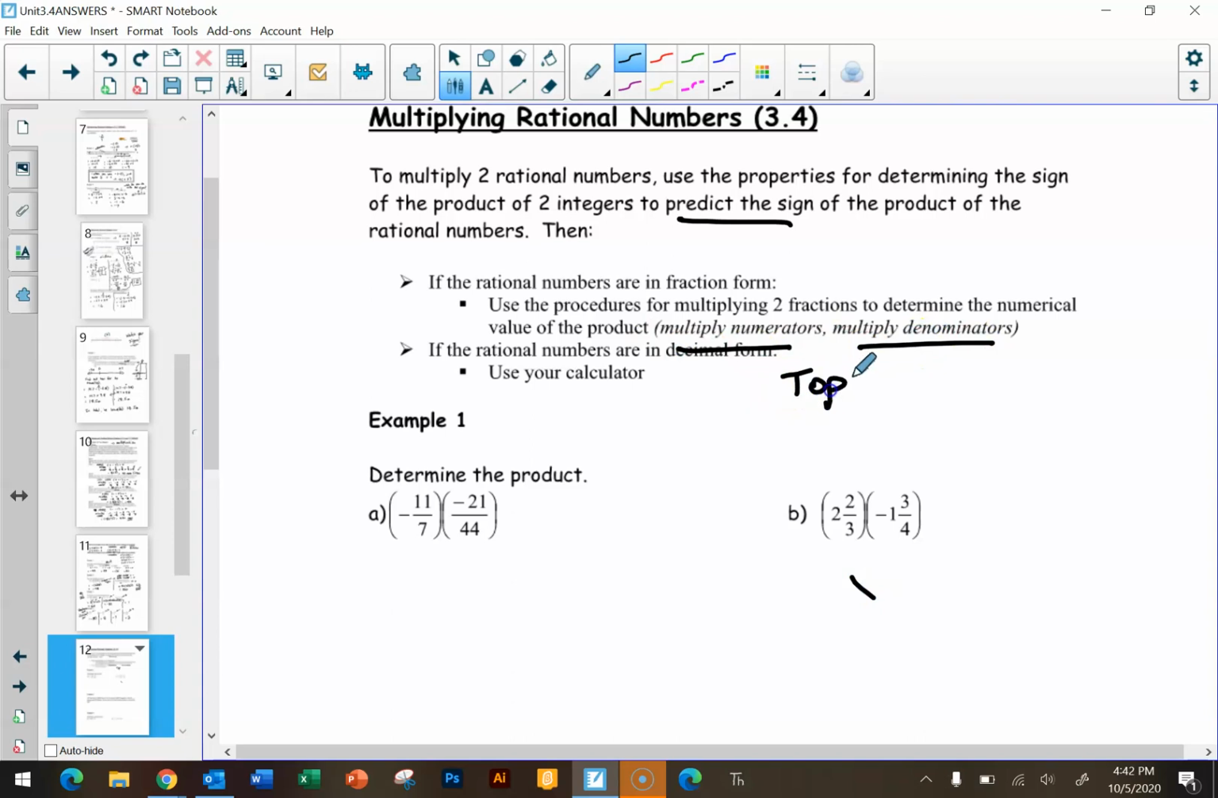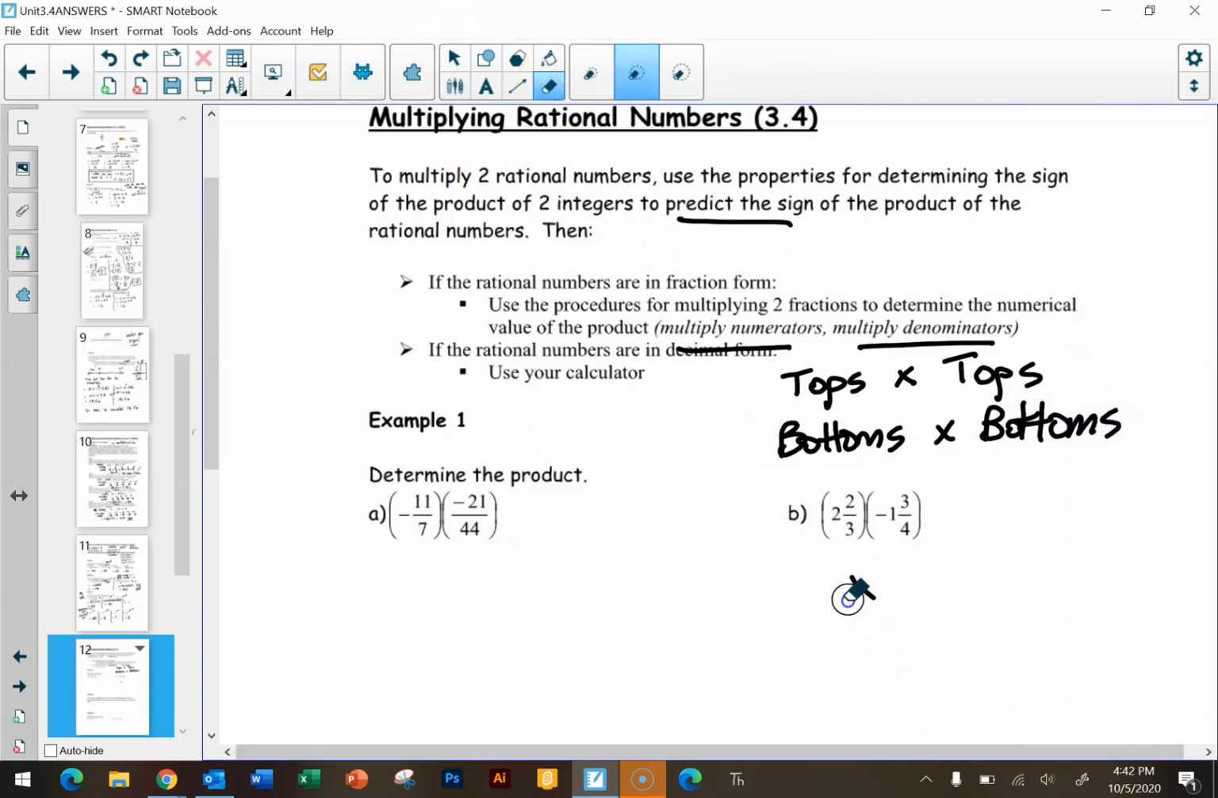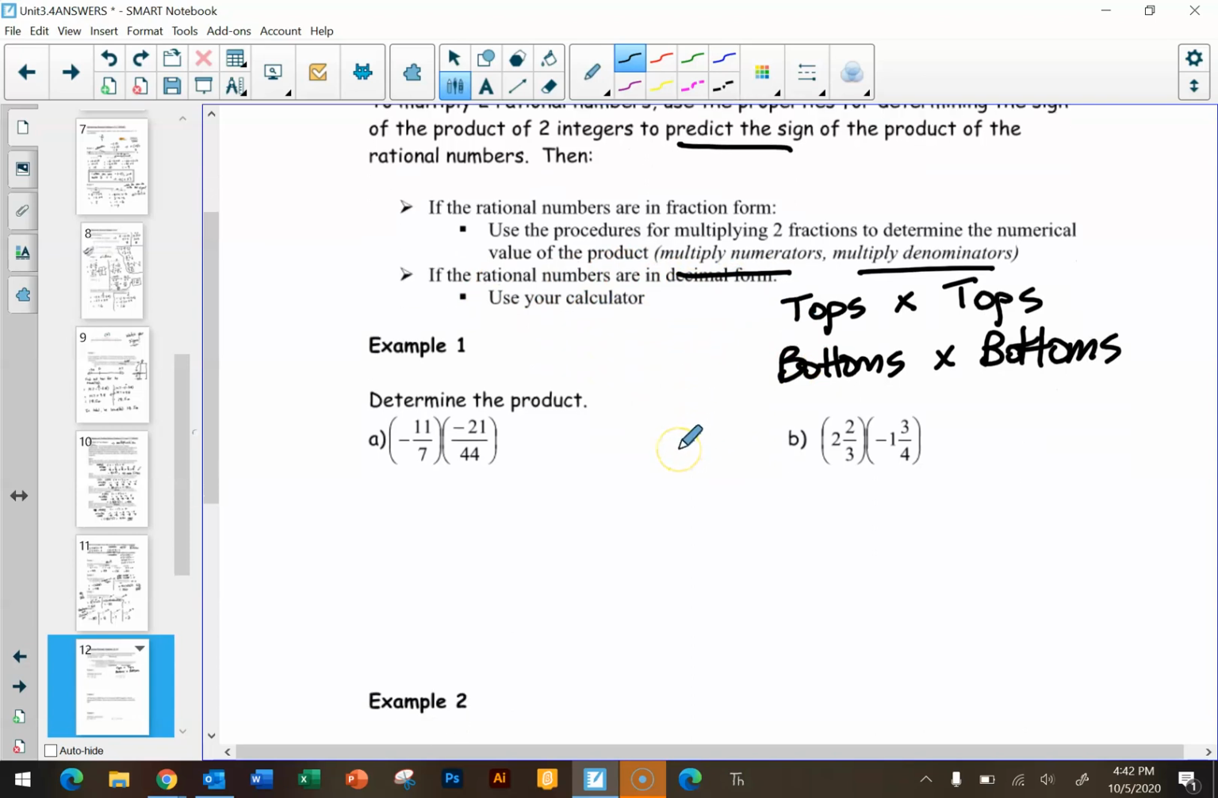So tops times tops, bottoms times bottoms. Okay, this is very different from when we were adding and subtracting, where we had to have a common denominator. We do not need a common denominator. If the rational numbers are in decimal form, just use your calculator. I'm more interested, frankly, in whether you can use the properties with fractions than with decimals. The calculator does the work with the decimals, but you're going to have to think about it when you use fractions.